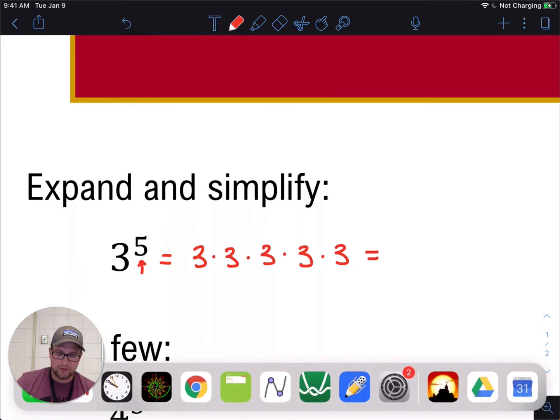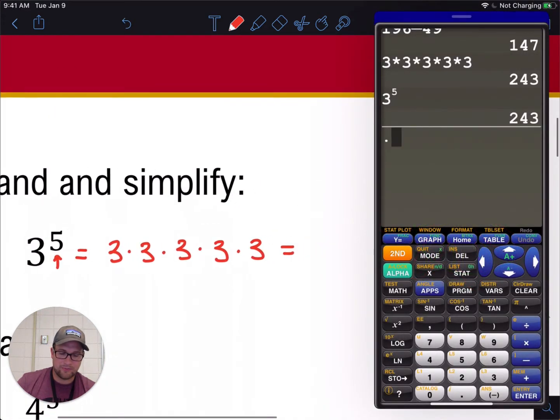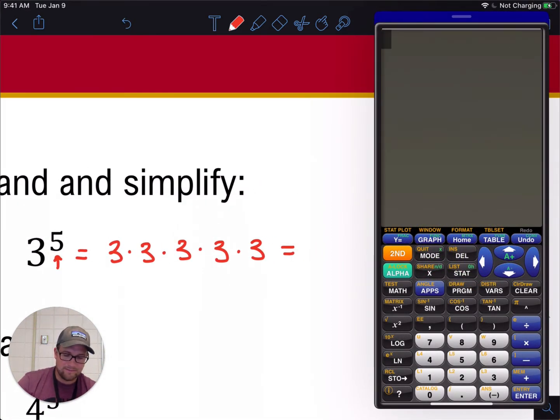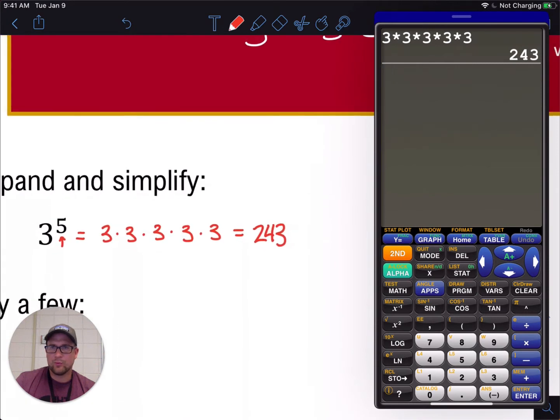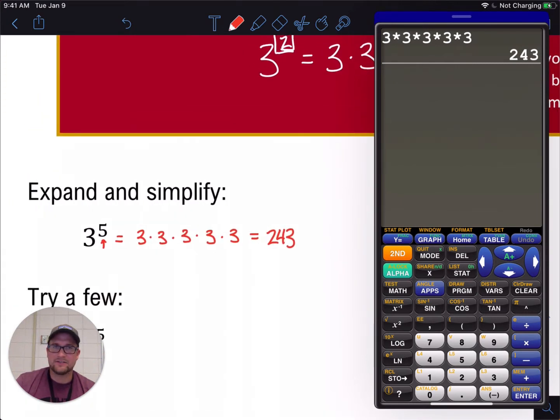So using our calculator, if we multiplied 3 by itself 5 times, we would have 3 times 3 times 3 times 3 times 3. And we get an answer of 243. Great. We've expanded and simplified that exponent.